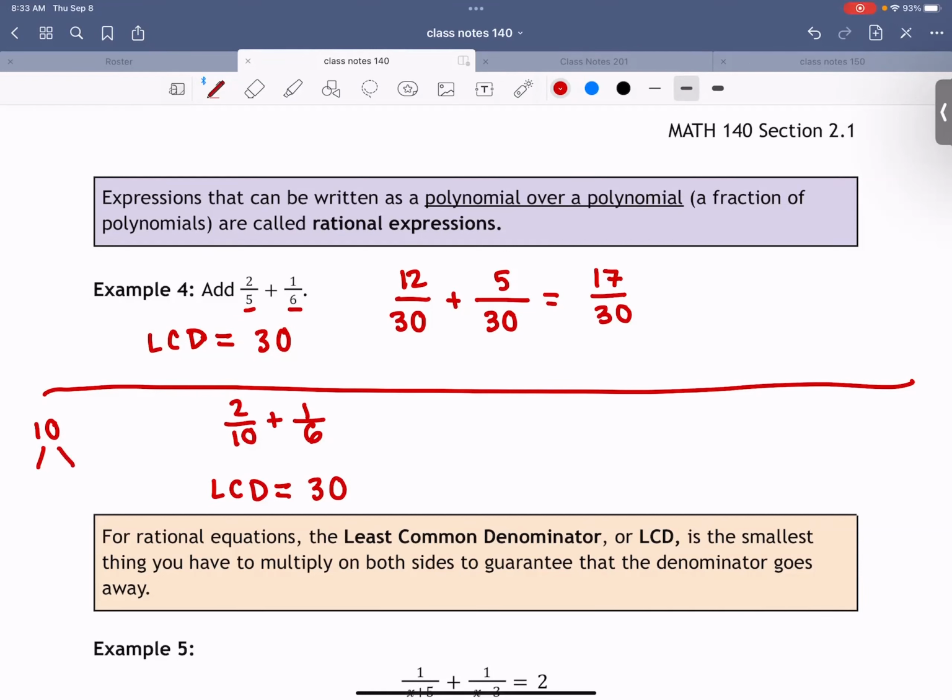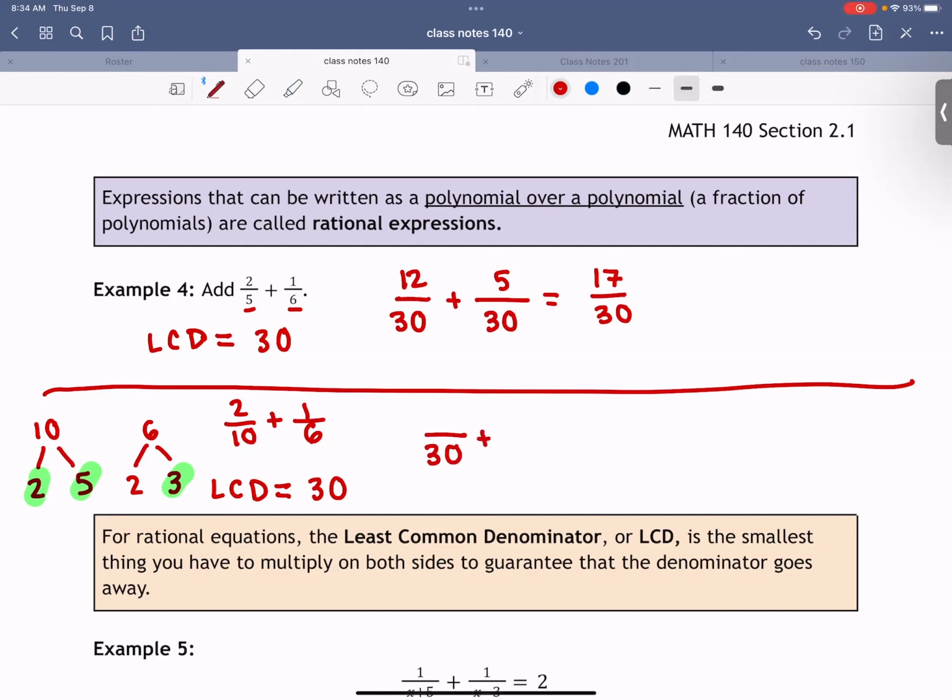If I factored 10, it would be 2 times 5. If I factored 6, it's 2 times 3. So the reason the LCD was 30 was because I can multiply the 2, the 5, and the 3, but I don't need to multiply 2 again because I already accounted for it with the 10. So the least common denominator is actually taking all the factors that they don't share already and multiplying them together. So the LCD is still 30.